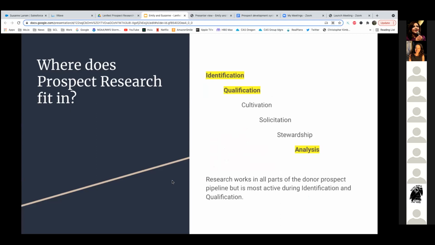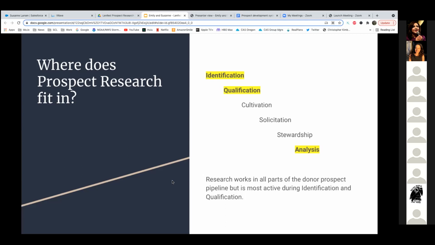Perfect. So before we get into the nitty gritty, let's also talk about where prospect research fits in with the donor cycle. You might be familiar with the donor cycle that usually looks like a wheel that takes you through the life cycle that you should go through with every single donor for each gift that they make. And prospect research really fits in the first two parts, identification and qualification. It also gets into analysis a little bit, but we're going to focus on identification and qualification for my time here. The first one is, you need to identify your top donors, and then you need to qualify them to make sure they have the ability to make a major gift.